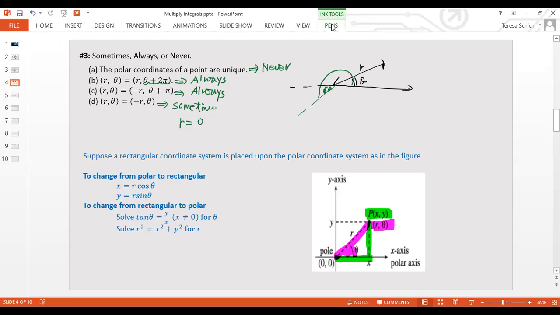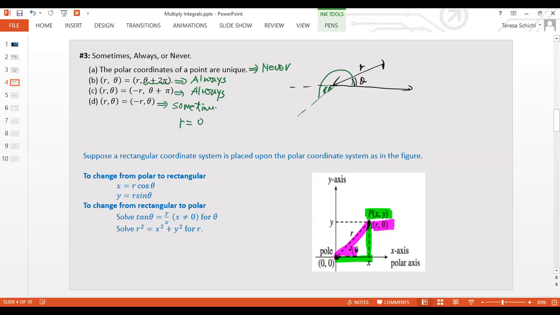Now we change from polar to Cartesian coordinates. How do I find the x and y here? x is the adjacent side, so x equals r cosine theta. Now y is the opposite side of the theta, so y equals r sine theta. So this is how we change from polar to Cartesian. Then in the same way, you can change from Cartesian to polar.